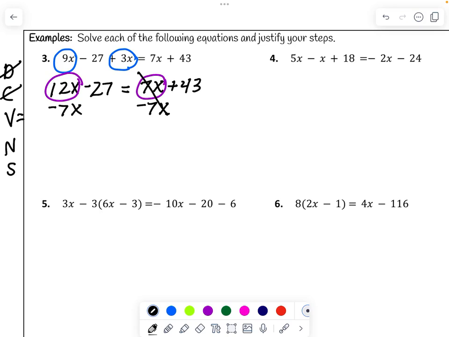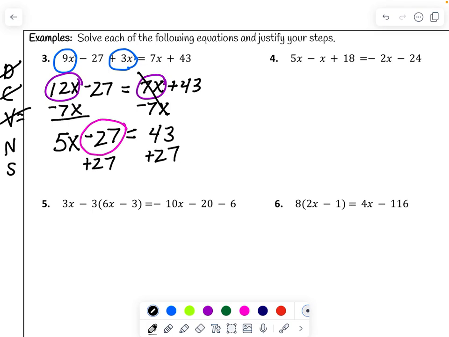Goes away there. 12x minus 7x, I'm going to end up with 5x, and then I'm going to carry everything else down that's left, including my equal sign. Don't forget your equal sign. All right. Now I'm going to move on to the constants. Do I have a constant? Yes, I do. It's right here. So let me do the opposite of negative 27, which would be plus 27 plus 27.